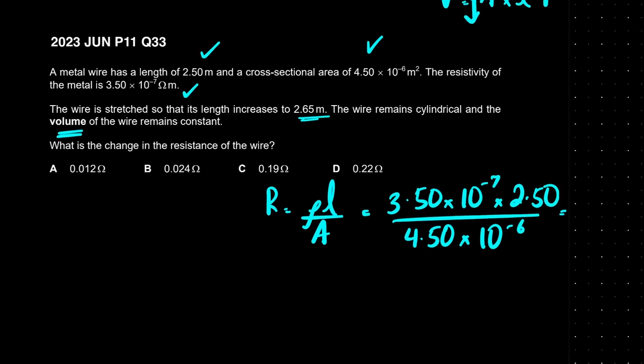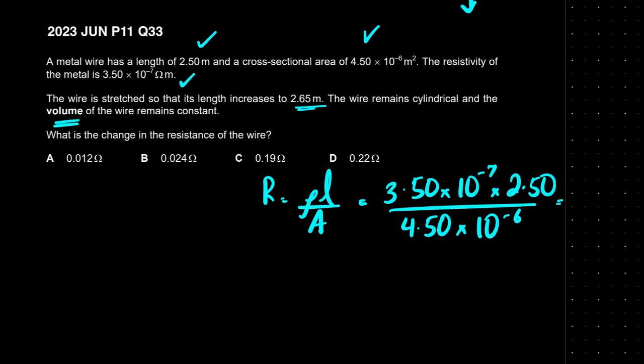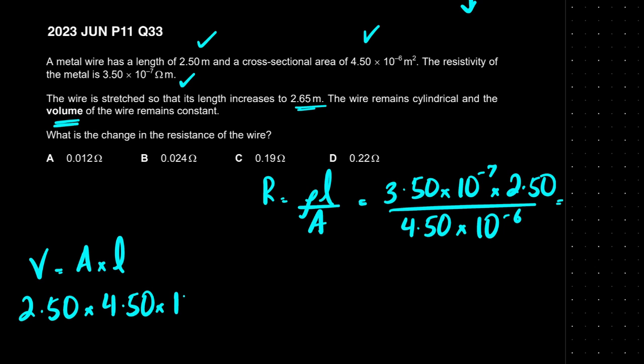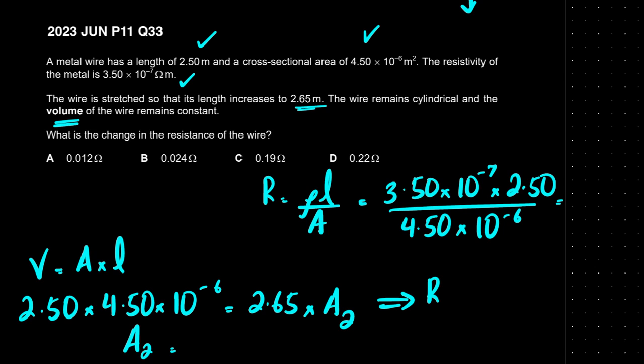And then you know this resistance, whatever this turns out to be. Then you know that the length increases to this much and the volume remains constant. So using volume equals area times length, you first figure out the new area. So the volume you will have to calculate. So 2.5 times 4.5 into 10 to the negative 6. This is the old volume, should equal the new volume still with the length 2.65, and you want the new area, right? So this new area, you then calculate R again.